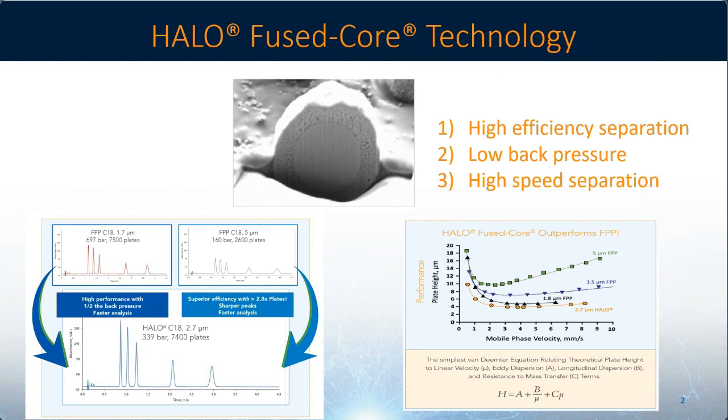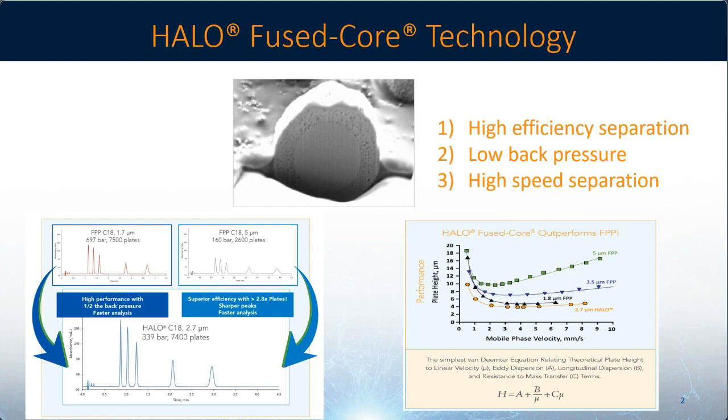Okay, the first thing I'd like to talk about today is Halo Fused-Core technology, and in particular, what makes our column special. Halo Fused-Core technology incorporates superficially porous particles, and this enables high efficiency separations, low back pressure, and high speed separations. If we look at the van Deemter plot on the lower right side of the screen, we can see a demonstration of this: at higher mobile phase velocity, our plate height is actually smaller. So we have a smaller plate height at a higher flow rate.